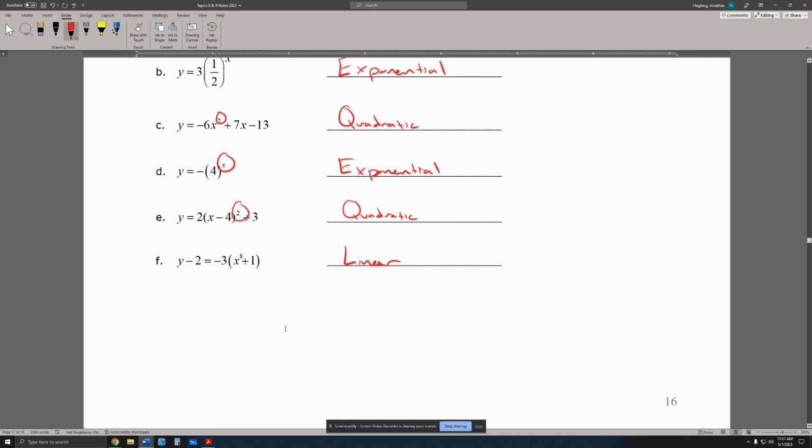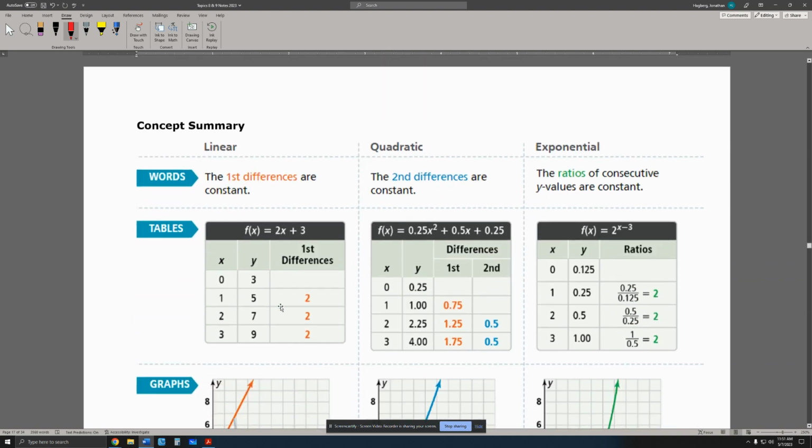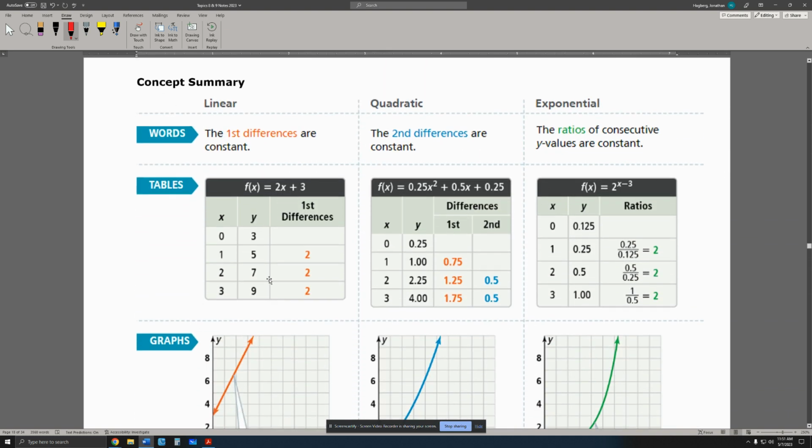All right. Go ahead and flip the page. I just want to summarize some of the things that we talked about today. So verbally, we know the difference between linear, quadratic, and exponential functions because linear functions have a constant rate of change. The first difference is the same. Quadratic functions, the second differences are the same. And finally, exponential functions, the constant ratios are the same, or the ratios between successive y values.